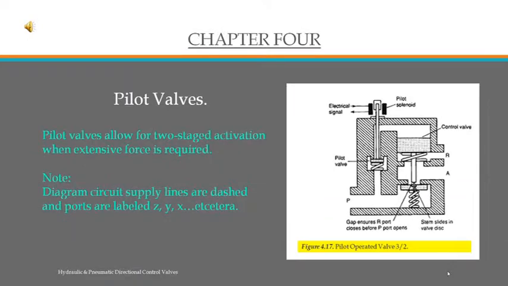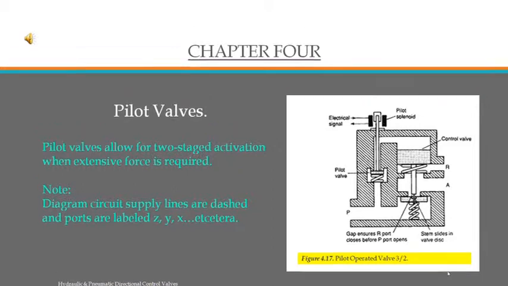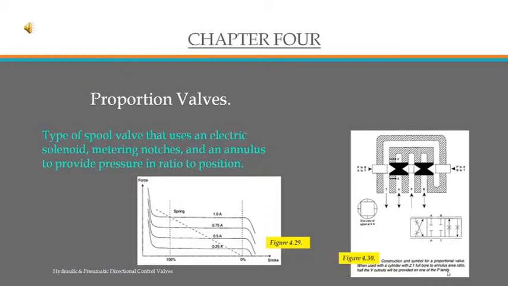movement. Pilot valves. Pilot valves allow for a lower pressure valve to activate a greater pressure valve. The use of an electronic solenoid is very common. As the pilot valve is opened, pressure is supplied to the control valve, allowing for a greater pressure through a port. Proportional valves. Proportional valves use a solenoid, metering notches, and an analyst to provide a rationed pressure force in relation to the stroke of the control valve.